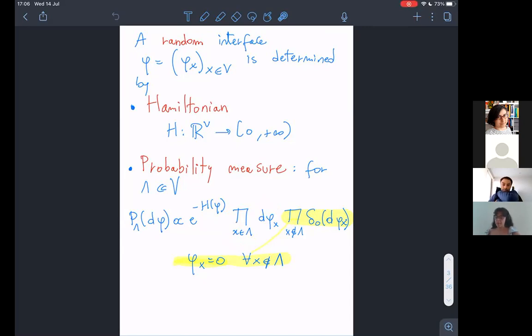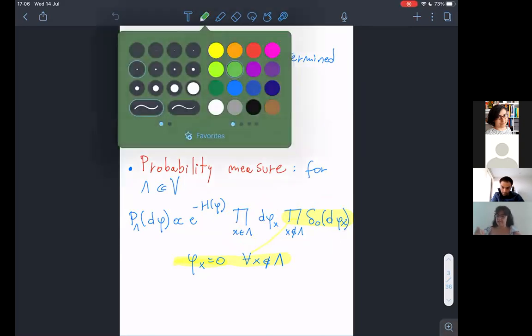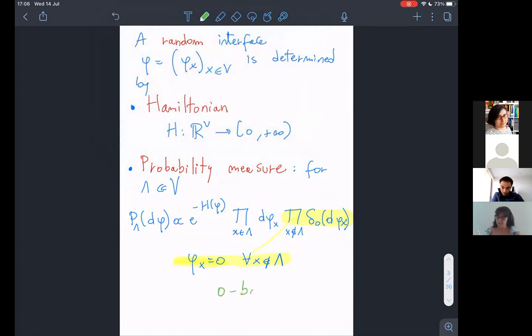What happens outside of Lambda is not really interesting for us, because I'm going to set the so-called zero boundary conditions outside of Lambda, in the sense that my interface has height 0 whenever a site is not in Lambda. So essentially all the randomness happens for heights inside Lambda.